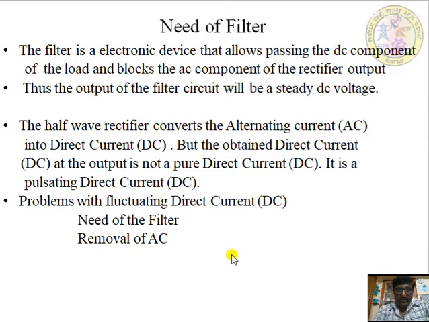The half wave rectifier converts alternating current AC into direct current DC, but the direct current obtained at the output is not pure direct current, it is a pulsating direct current. If we go for a half wave rectifier without a filter, the DC component we get is not of the purest form. The problem with this fluctuating DC current is that we require the filter to remove all of the AC component, the extra activity.